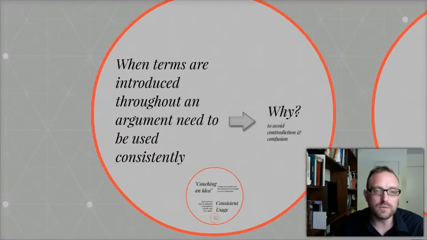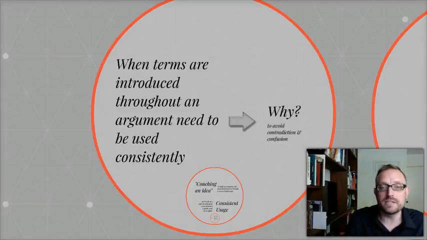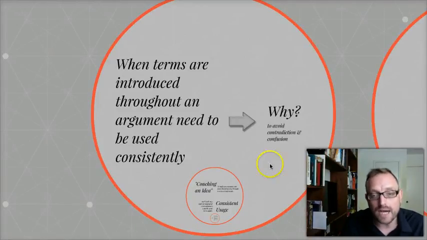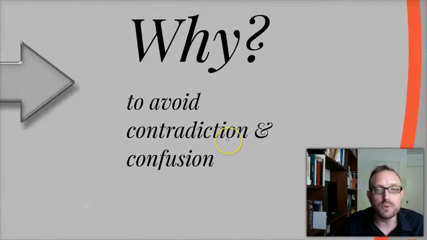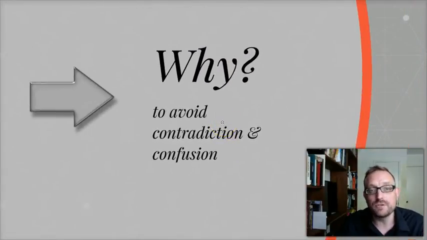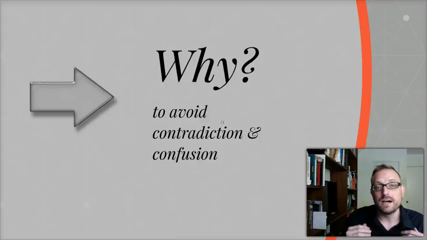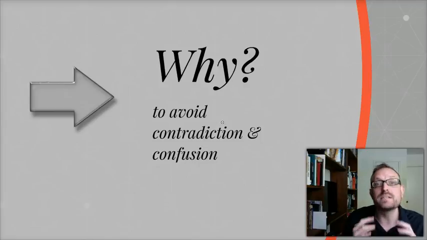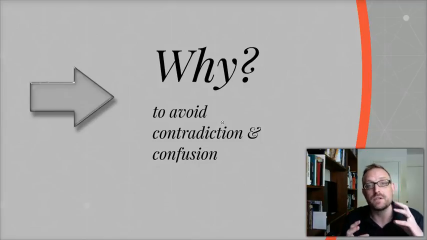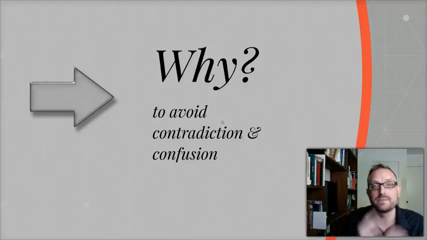Just put it this way, when terms are introduced throughout an argument, they have to be used consistently. Well, why? Two reasons. The first and the most important reason is because we have to avoid contradiction. Remember, a contradiction occurs when someone posits that something both is and is not at the same time, in the same way, and in the same respect. It's basically when someone says something is both the case and not the case simultaneously.